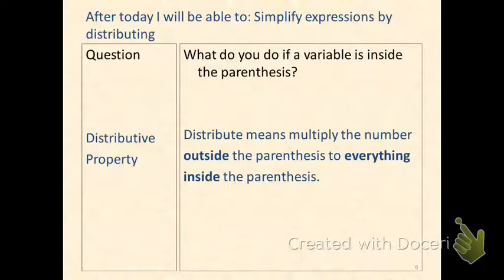Okay, so here's where we get to our actual notes. The distributive property itself. This is the definition. Everything on the outside has to be multiplied by everything on the inside. Okay, that's just the definition. We're going to get into an example in a second.